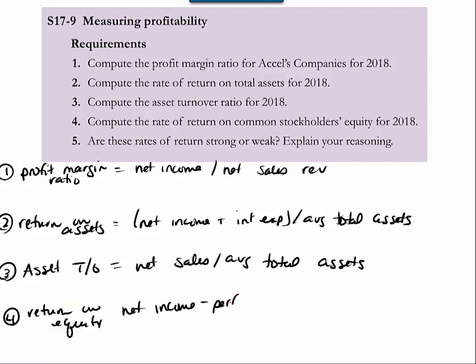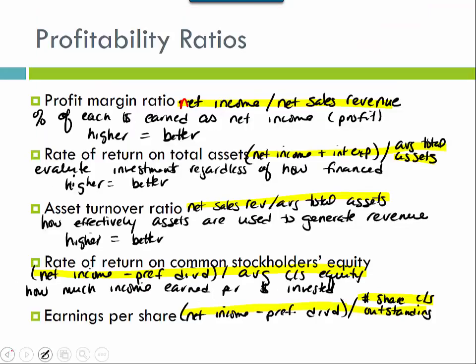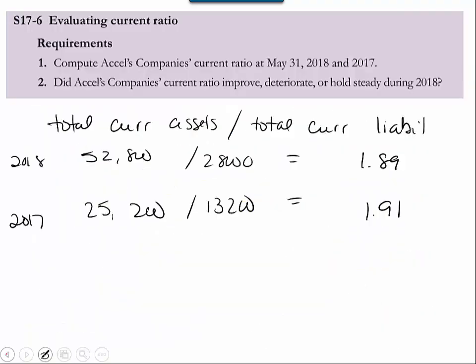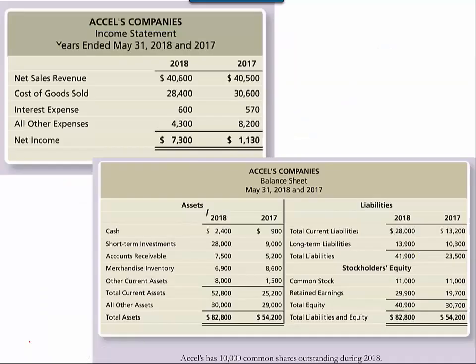Minus preferred dividends divided by average common stock equity. Yeah, I did minus. Okay, so if we go, oh, here it is. Back to this guy. So this is what I'm looking for.